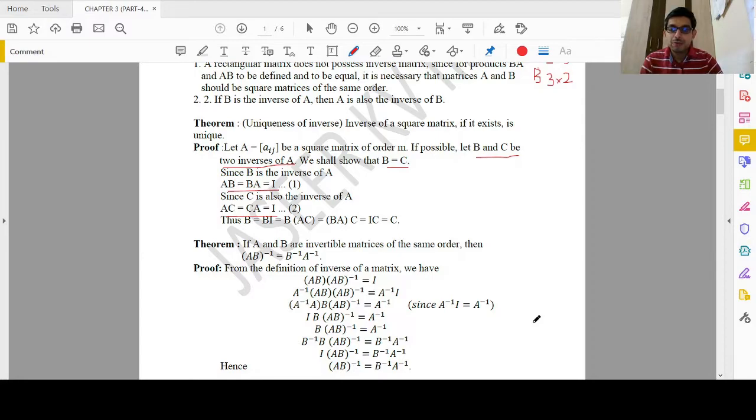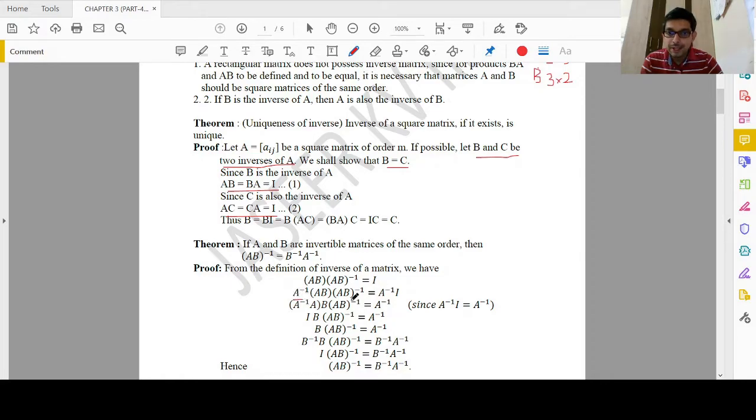Now the second theorem, a property of invertible matrices: if A and B are invertible matrices of the same order, then (AB) inverse, that is the inverse of the product AB, is equal to B inverse into A inverse. Now again from the definition of the inverse of a matrix, AB multiplied with (AB) inverse will give us an identity matrix, that is AB into (AB) inverse equal to identity matrix.